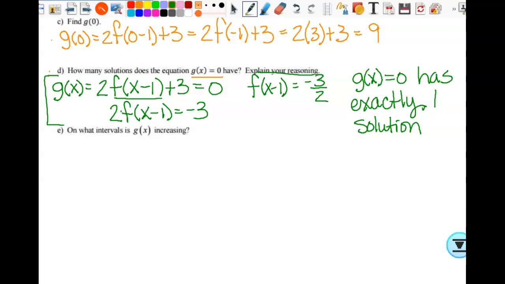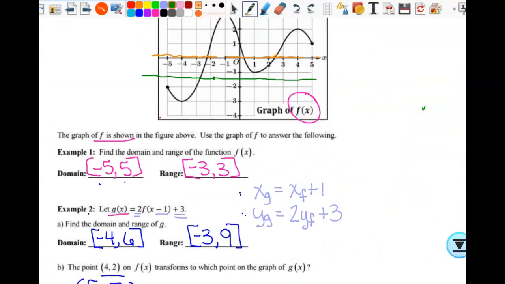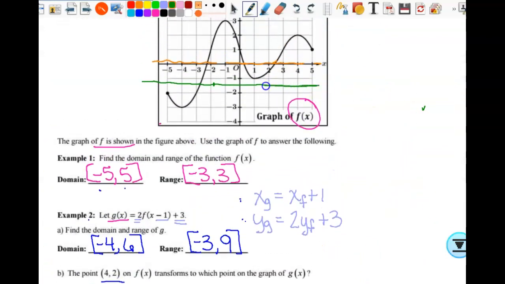How'd I get the line? Well, I got f of x minus 1 equals negative 3 halves. So basically this is saying y is equal to negative 3 halves, right? So negative 3 halves is negative 1.5. So if y equals negative 1.5, that's a horizontal line right here. Okay? And so this is where it would be for f of x minus 1. I'd have to move it over if I wanted the actual x value, but nobody's asking me for that. We're just asking for how many times.